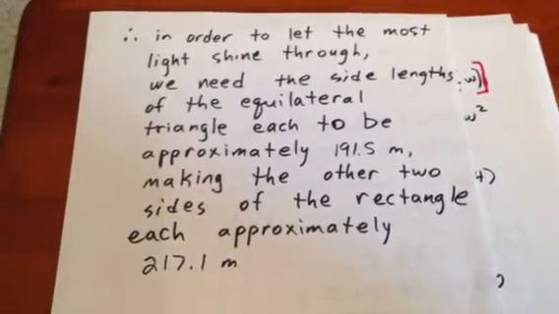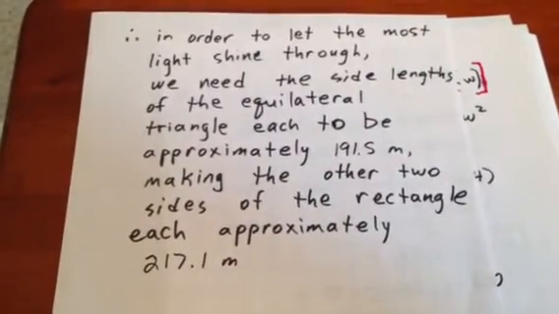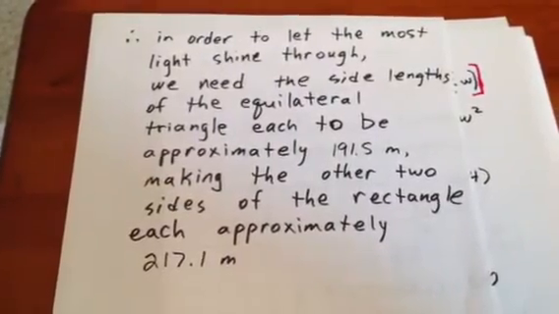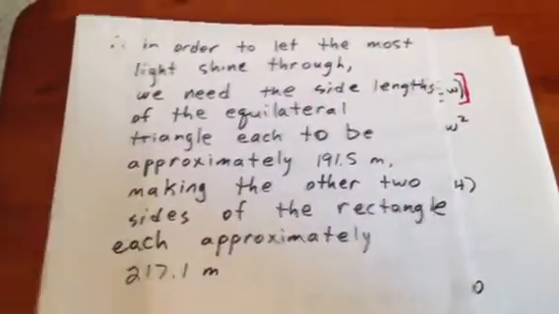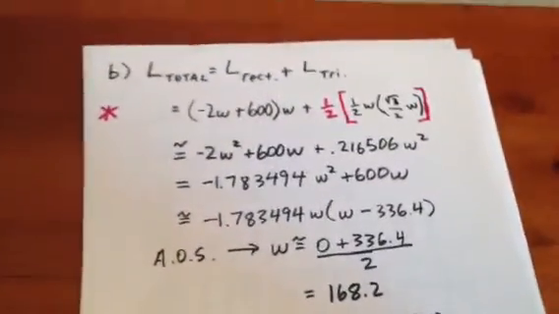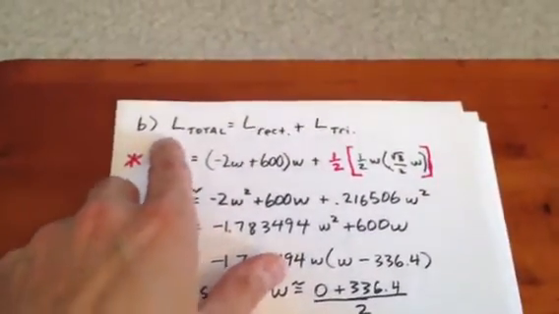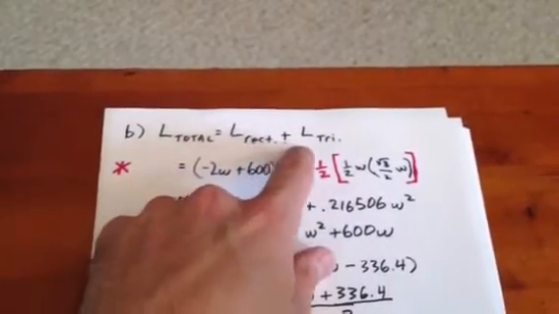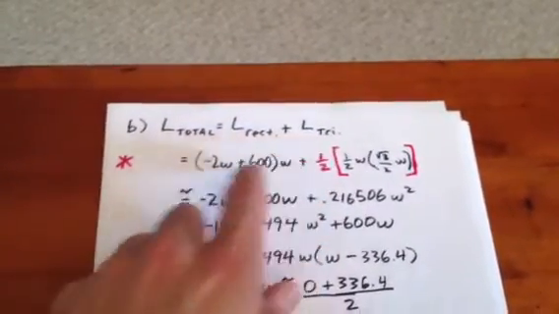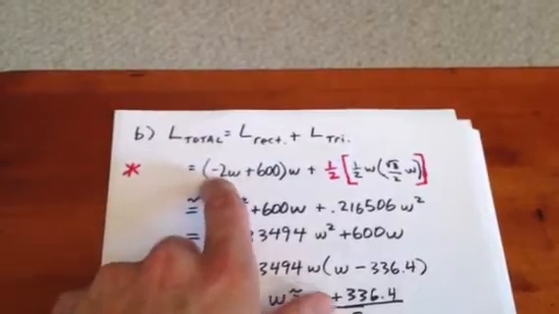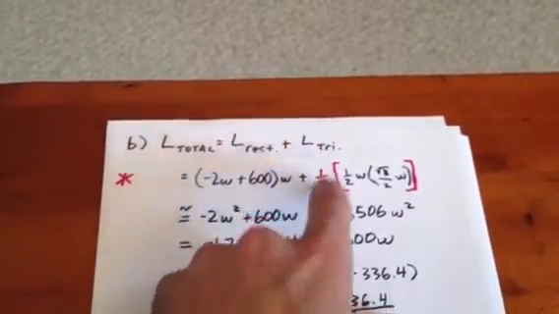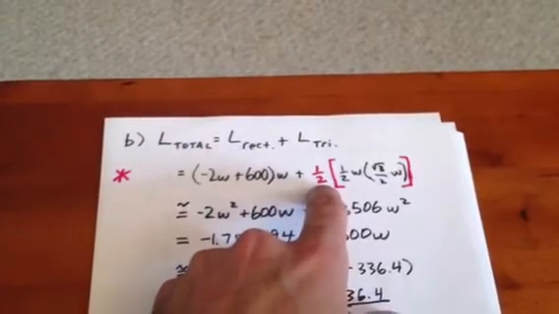Now part B asks, what if the top part is tinted so that coming through the triangle we only get half as much light as we did earlier? Well, in that case, we can make an expression in terms of the total light. The light total is equal to the light coming through the rectangle plus the light coming through the triangle. And it's the same formula that we had above, with the exception that we're going to multiply the amount of light coming through the triangle by 1/2.